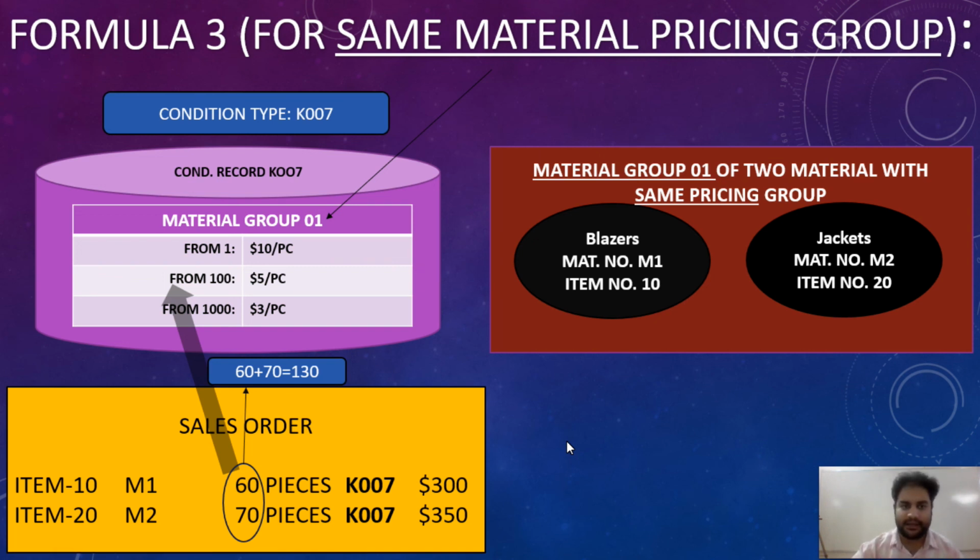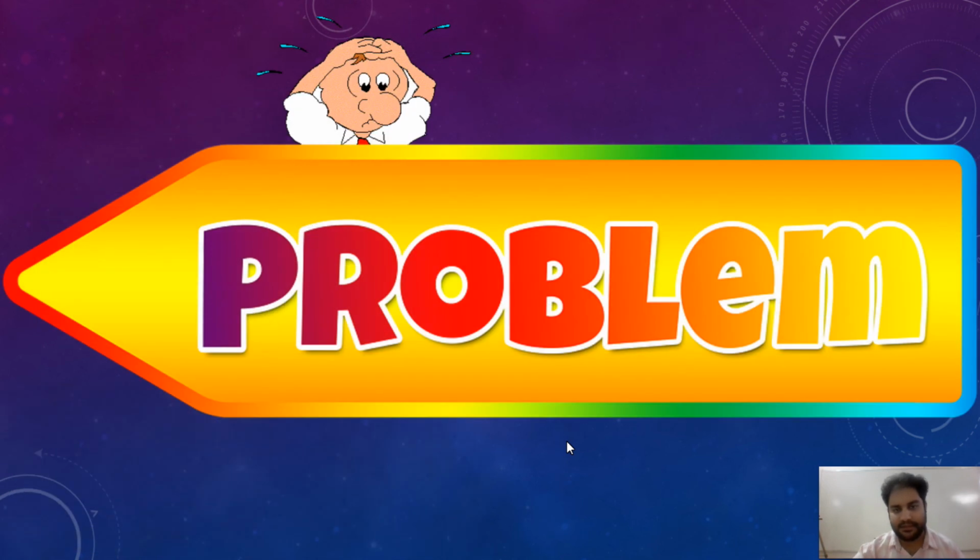But if you analyze all these formulas, formula number 1, formula number 2, formula number 3, then there arises one very major problem. Can you think of that problem? See this video again for formula number 1, 2 and 3, and then think if you can make out what is the problem that can be on the part of the vendor.